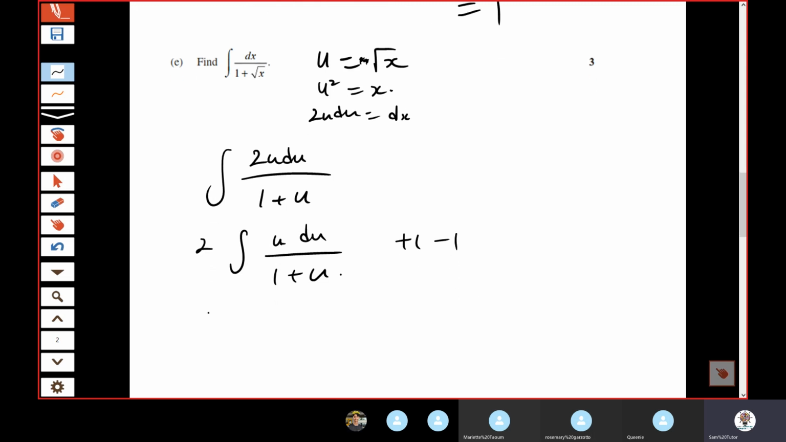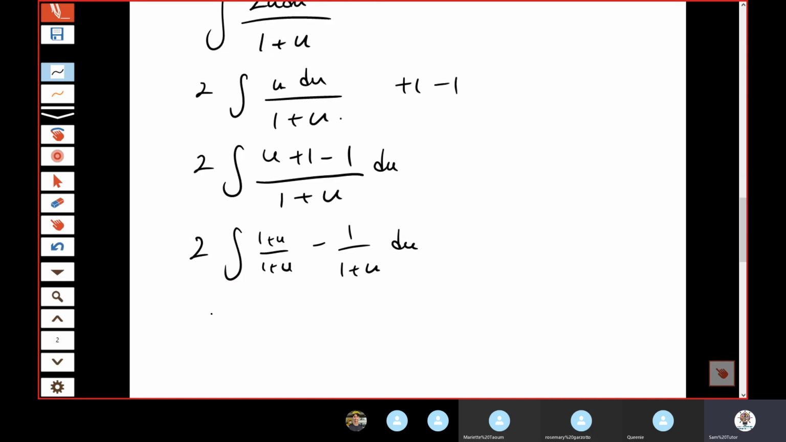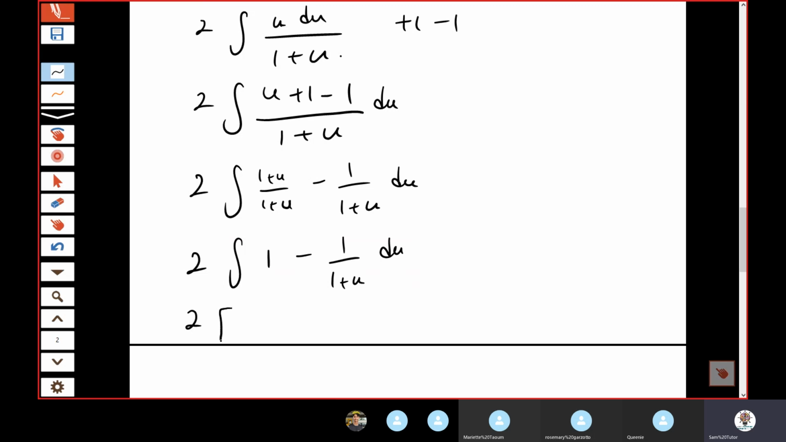Plus 1 minus 1. So then you get u plus 1 minus 1 over 1 plus u du. Break it up. So that becomes 1 plus u on 1 plus u minus 1 on 1 plus u. Next line. That just becomes 1. That leaves it the same because it's just a log. What's the derivative of u? It is a 1. And I think we're pretty much done. The answer is u minus log 1 plus u plus c.